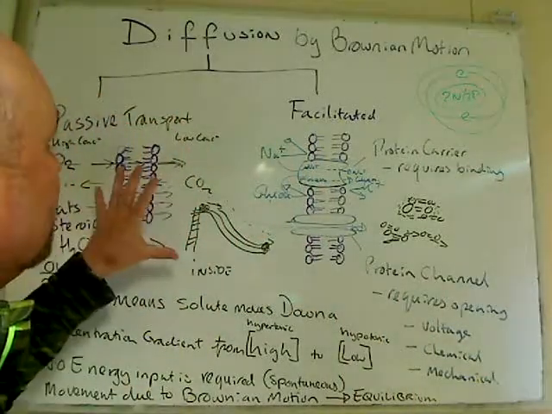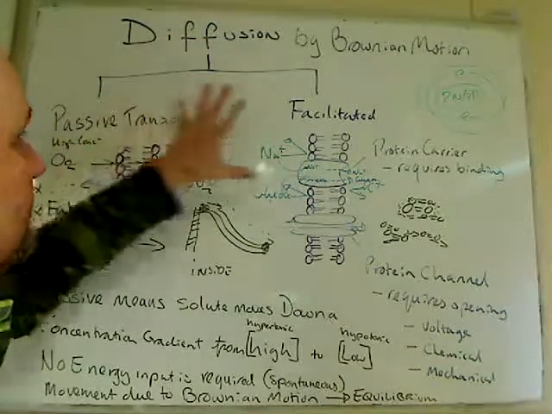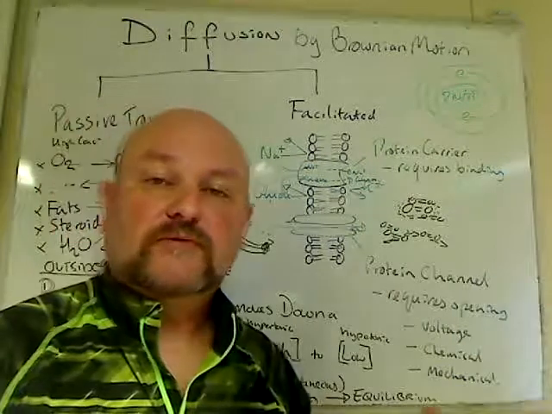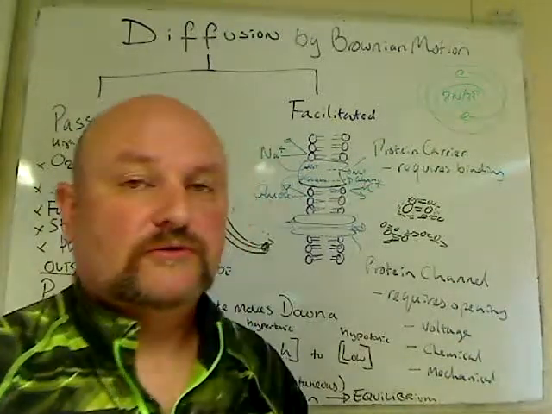So remember, no energy input: diffusion, passive transport, facilitated transport. There is no energy input. It's from high concentration to low concentration.